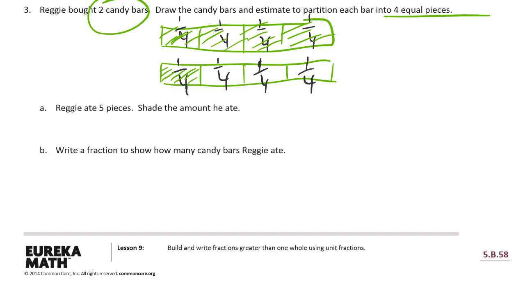And write a fraction to show how many candy bars Reggie ate. Now it gets tricky for how to write this. You could write it in unit form. You could write it as a fraction. Fraction form, you could write it as a mixed number. So there's a lot of ways to describe it, but I'm just going to say this, and you'll see what I mean when I start to write it.